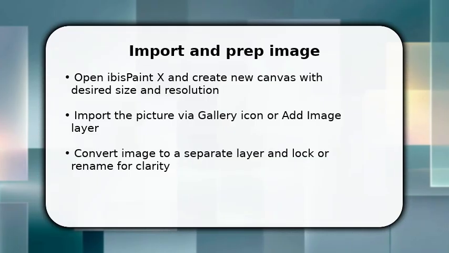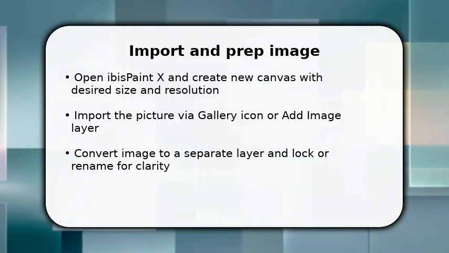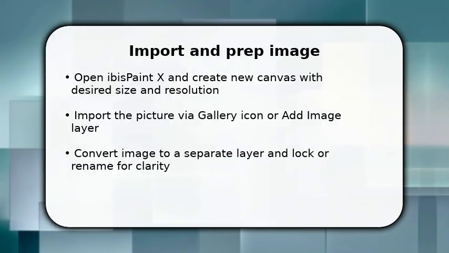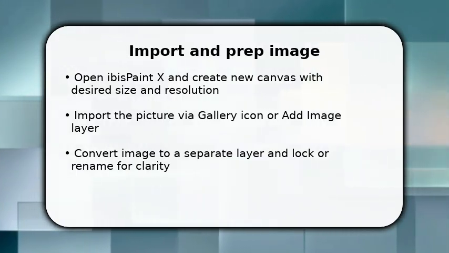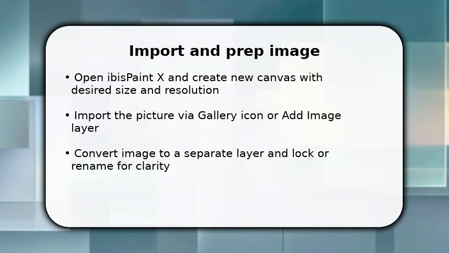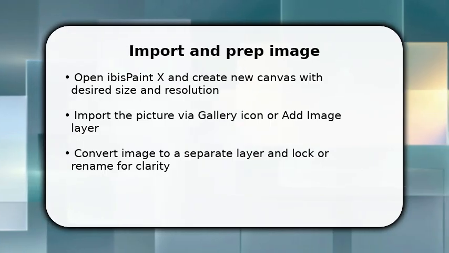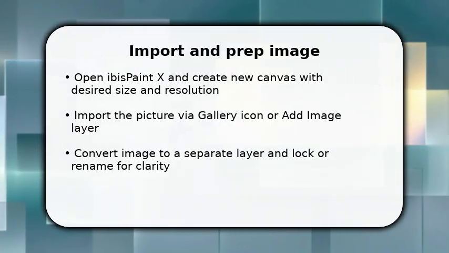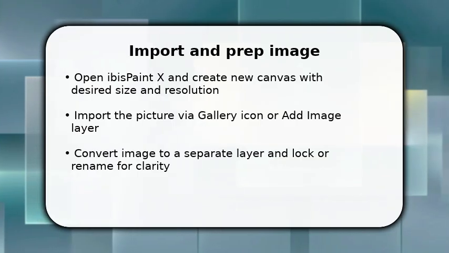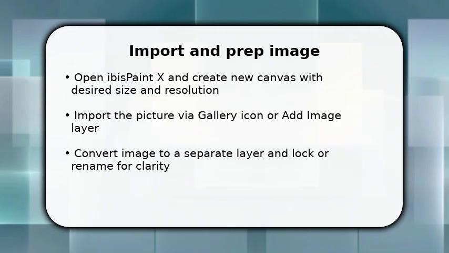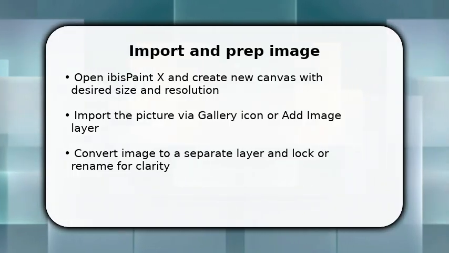You start by importing the photo into Ibispaint X so you can work non-destructively. Open a new canvas at the size you need, then tap the gallery or add image icon and choose the file. Place it as its own layer and rename or lock it to avoid accidental edits. This separation matters because it keeps your original intact. Once done, you'll have clear control over transparency and masking without altering the background layer.